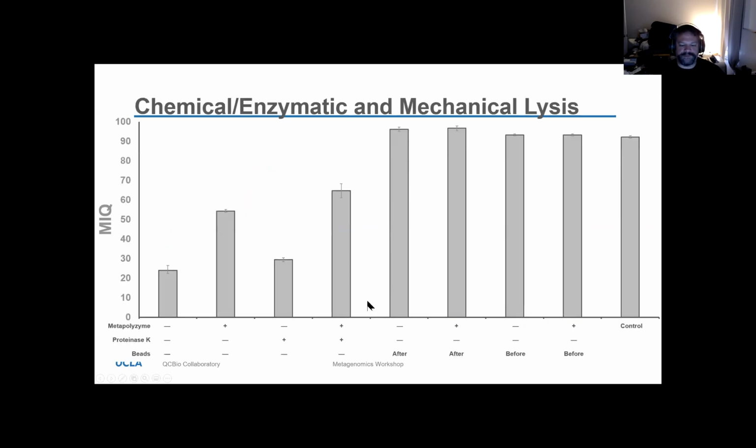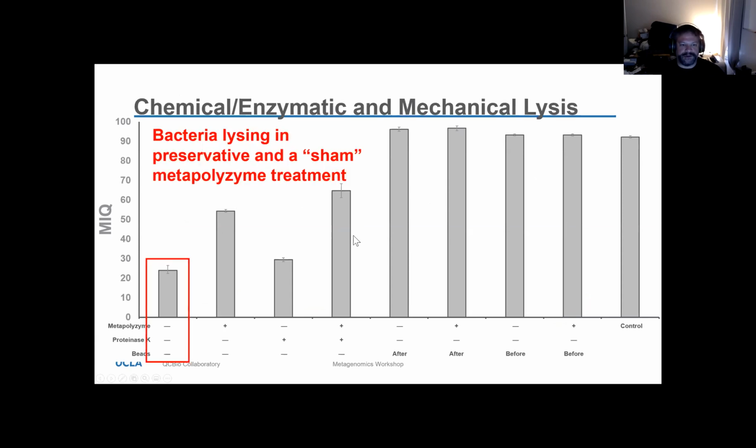So this is more data that was generated at Zymo, and this is going to be coming out in a paper fairly soon. I'm working on getting the preprint up once class is over. This is just comparing some different lysis methods. Over here we have bacteria lysing in basically a preservative, and sham metapolyzyme treatment. Metapolyzyme is, I think, one of the only ones on the market right now. It's a cocktail of enzymes that are designed to be bacteriolytic.